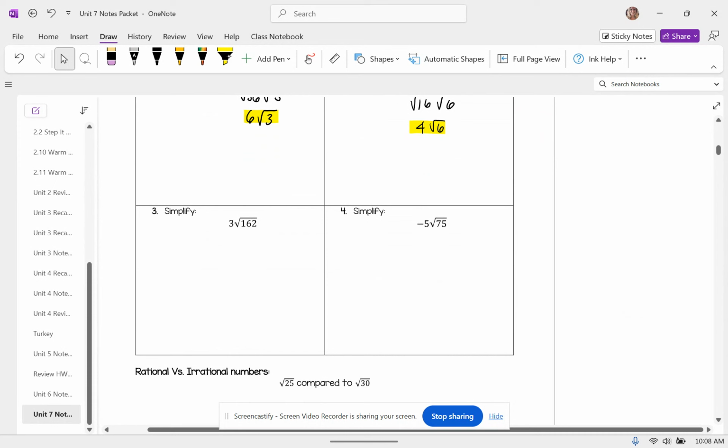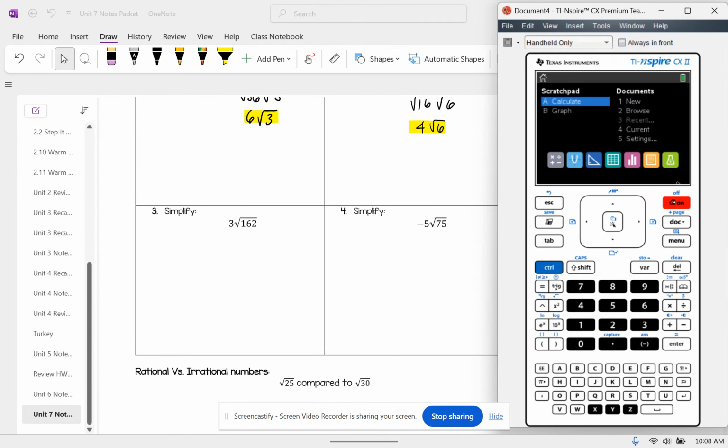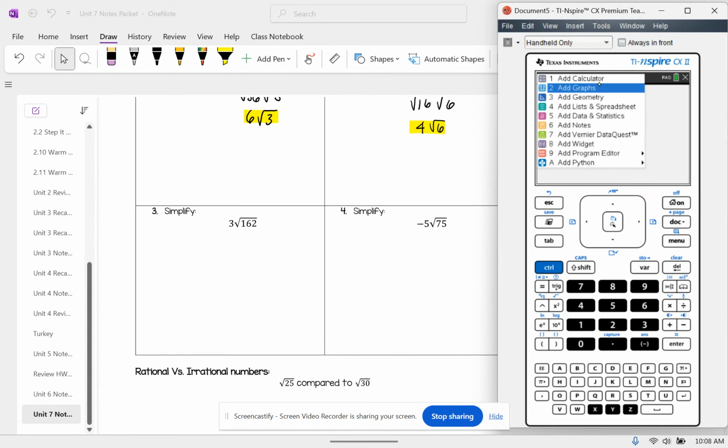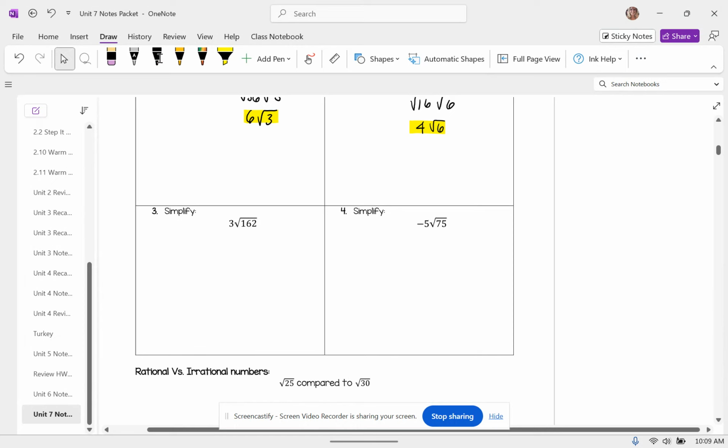Simplify, 3 times the square root of 162. I'm going to type in 162. Hold on, I'm going to start a new document because otherwise the table gets weird sometimes. 162 divided by x. Now I'm going to scroll through the pairings here. I've got 162, he's not a perfect square. 81 is a perfect square. That's what I'm going to pick.